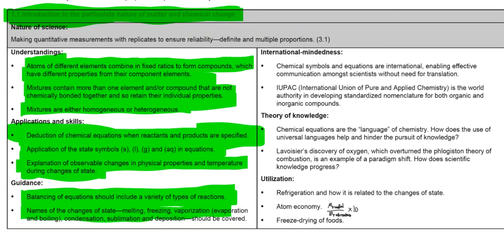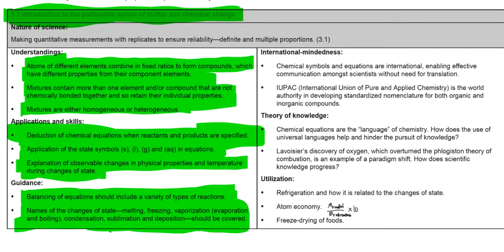Names of changes of state. Melting is from solid to liquid. Freezing is from liquid to solid. Vaporization is from liquid to gas. Evaporation and boiling are a subset of vaporization. Condensation is gas to liquid. Sublimation is from solid to gas without going into the liquid state, and deposition is when gas becomes a solid without turning into a liquid. Those last two are quite interesting.